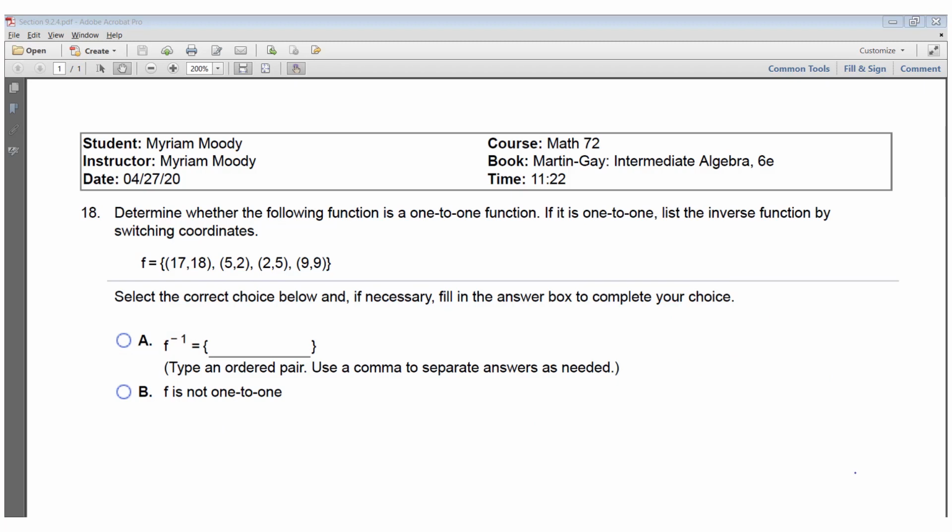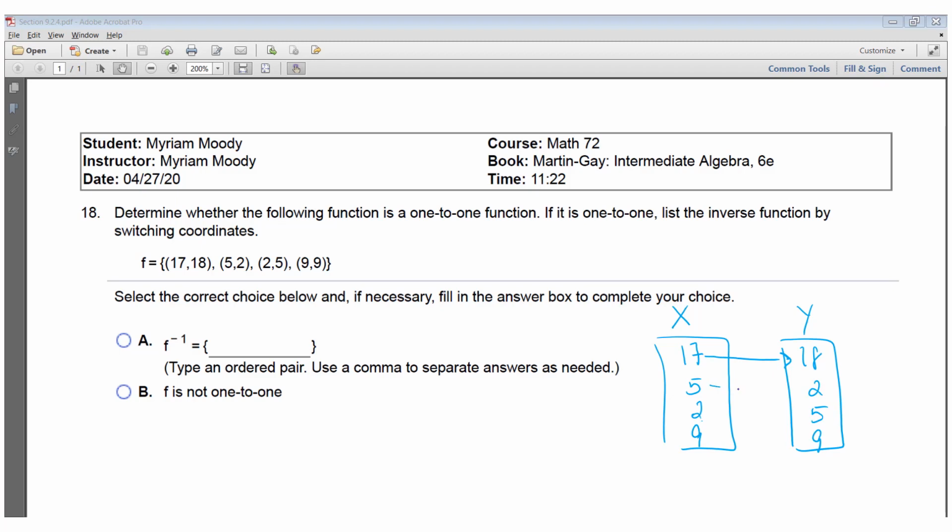They, again, would like you to determine if this is representing a one-to-one function. So once again, I think it's a good idea to draw ourselves a mapping. The x's are the inputs, the y's are the outputs. X's, I do not see any duplicate numbers. The y's, I don't see any duplicate numbers again. And this 17 gets mapped to 18. 5 goes to 2. 2 goes to 5. 9 goes to 9. So yes, it's one-to-one.